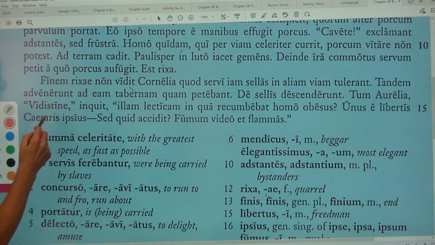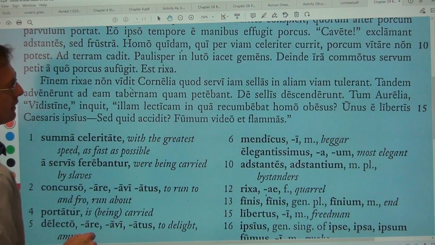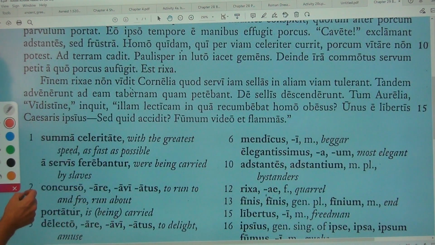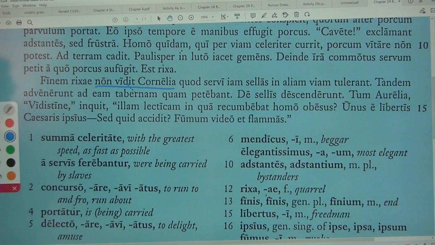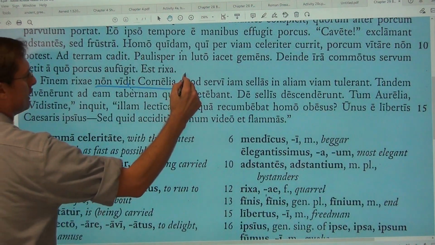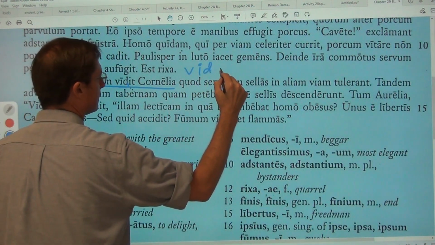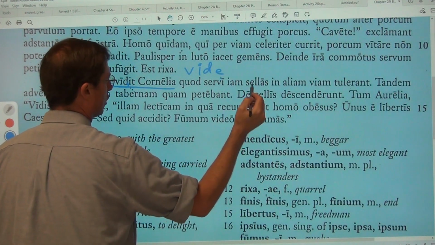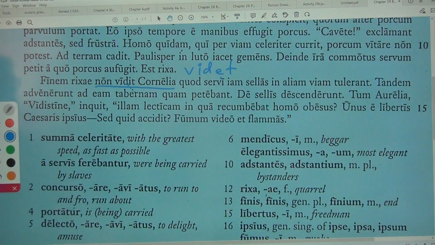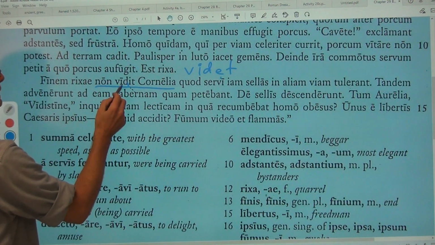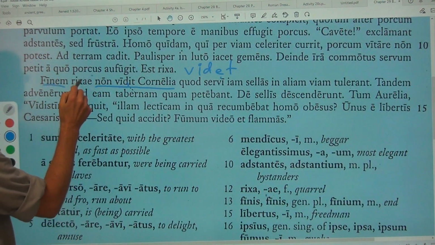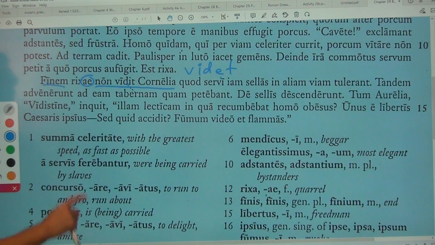Finem rixae non videt Cornelia, quod servi iam celeriter in aliam viam tolerant. So your subject is obviously going to be Cornelia. Cornelia did not see, perfect tense, video, videre, vidi, visus. If it were present tense, it'd be vid, present stem, and it's a second conjugation, so your juncture vowel in the middle is an E, and thus then you have your T. He sees, videt, versus she saw. So she did not see, has not seen the end of the fight, the quarrel, quod.